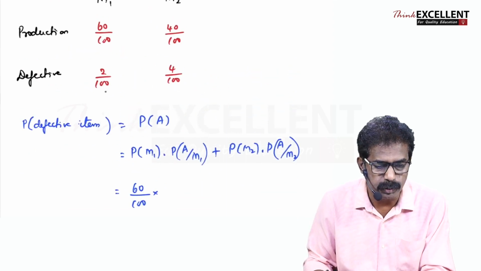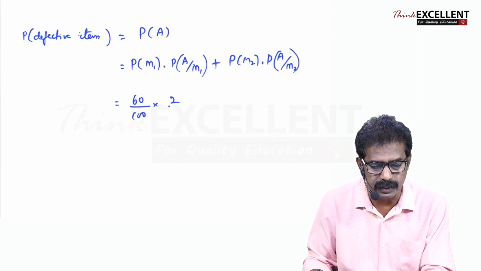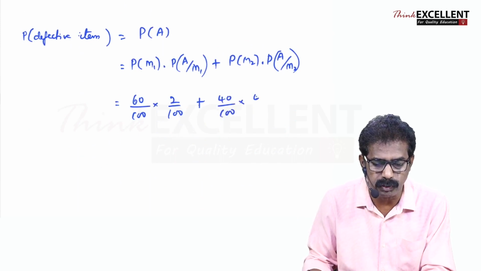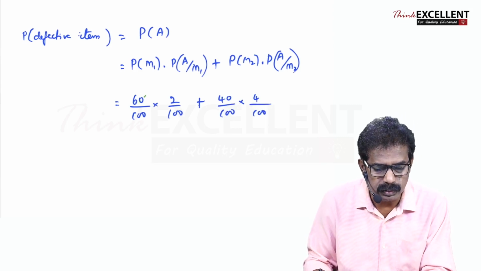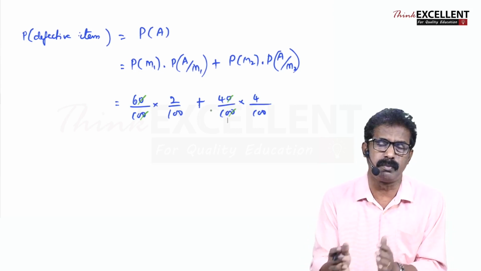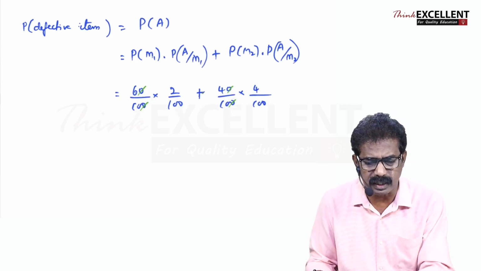The first machine produces 2% defective, 2 by 100. Plus machine 2, P of M2, is 40%, 40 by 100, defective 4%, 4 by 100. Calculation part, please listen. The zeros you cancel, here also the same number you cancel in both cases. So the LCM will be easy. You can cancel by the 2 table and all.